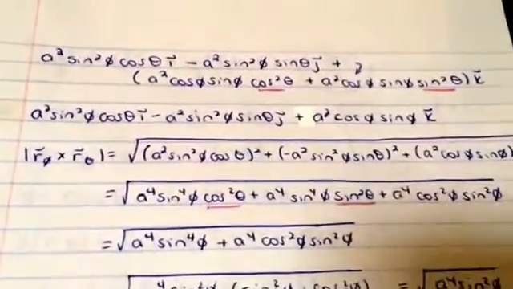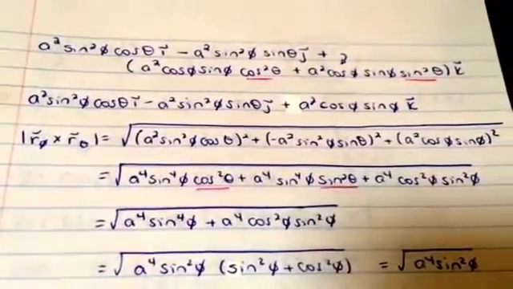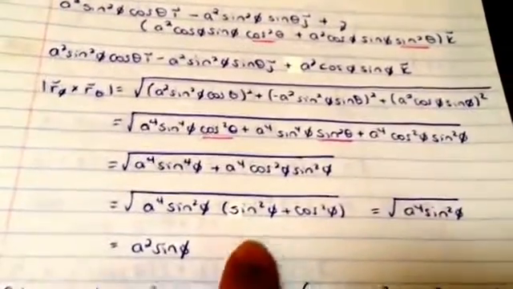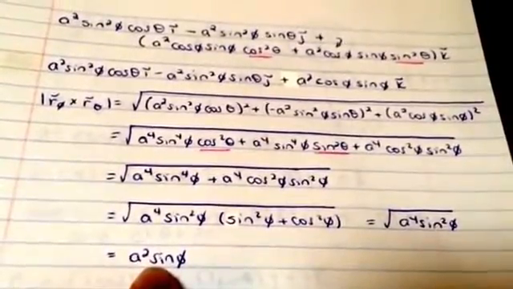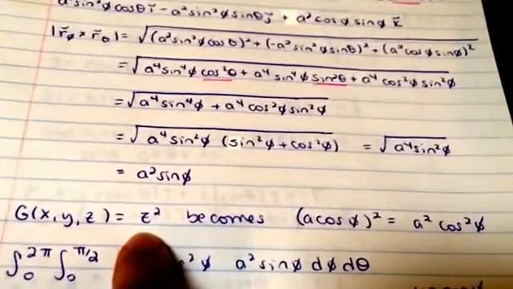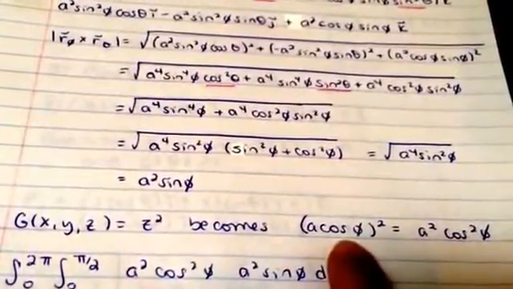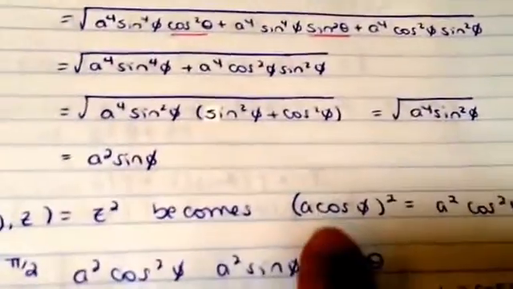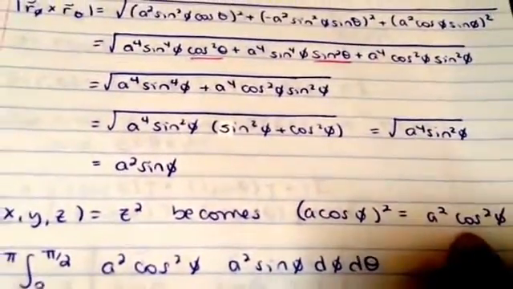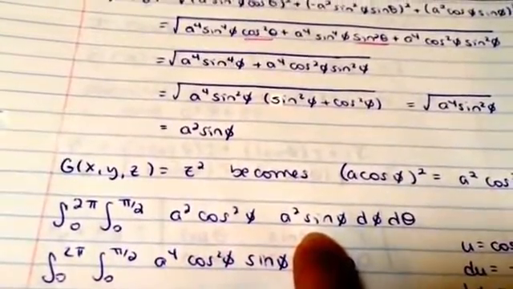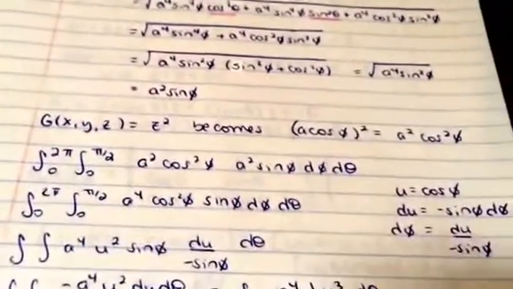So I'm doing the magnitude of that. Again, when you have a cosine squared and a sine squared, factor out what's in front, and it becomes 1. Here's another sine squared plus cosine squared. And so it simplifies down very nicely to just this. And then here was my g, but I can't leave it as z because I've got to change it to spherical. So z is the same thing as a cosine phi. And so in place of the z, I'm going to put an a cosine phi, but then I've got to square it. So here's my g, here's my magnitude of my cross product, and then here's my bounds. This is a u substitution.